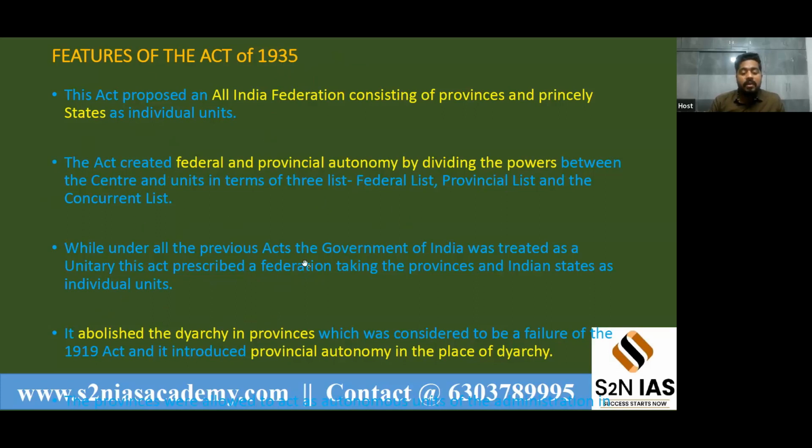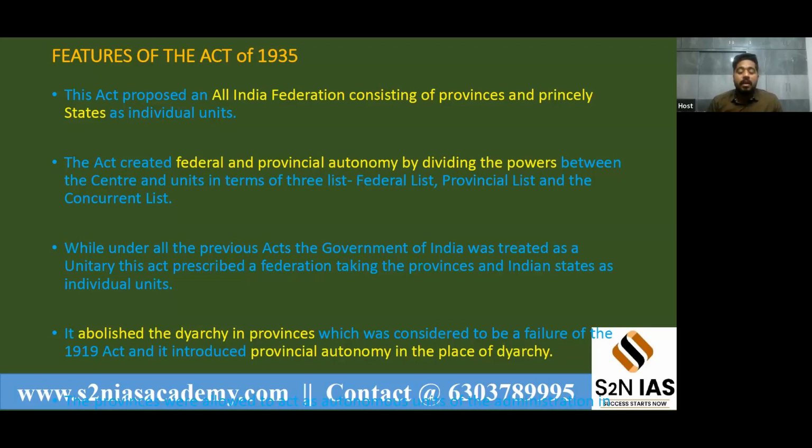While under all the previous acts the government of India was treated as unitary, one single unit, this act prescribed a federation taking the provinces and Indian states as individual units. So provincial autonomy became more and more of a reality, more and more practical in nature, because the federal list is there, the provincial list is there, and the concurrent list is also there. So more functions were delegated to the provincial governments.